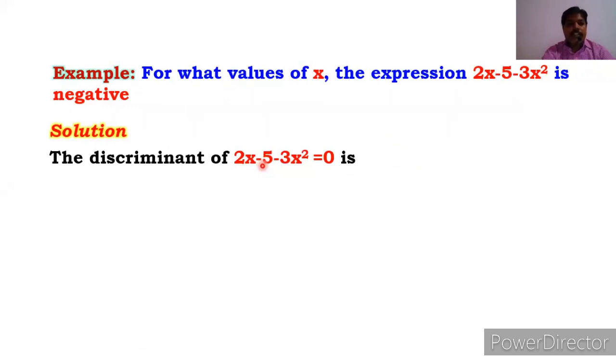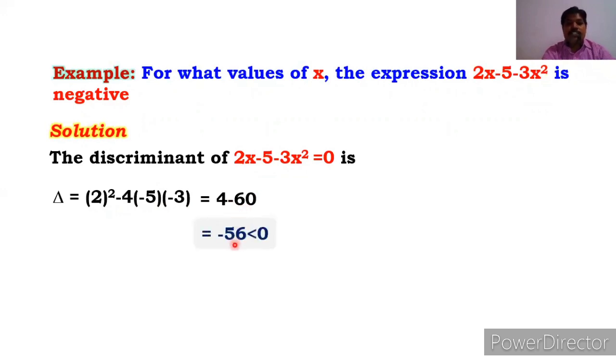So take these values and calculate the discriminant b square minus 4ac. What is that value? 4 minus 60, that is minus 56, which is less than 0. In the previous case also we got the discriminant less than 0. If the discriminant is less than 0, then the roots are imaginary.